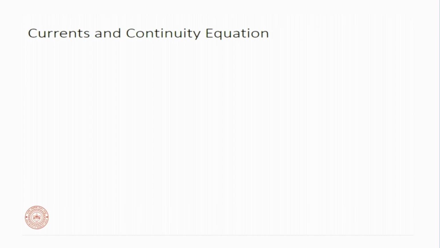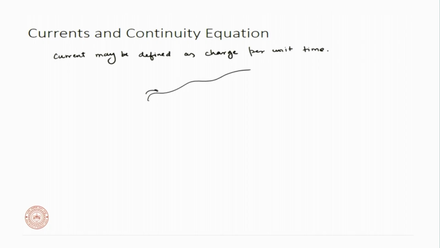Okay, now let us look at what is a current and what is a continuity equation. So, we have already considered in electrodynamics what a current is. A current may be defined as charge flowing through a conductor per unit time. Okay. So, if you have some conductor through which some charge density lambda, which is varied over the length, is flowing with a velocity v. Let us consider a segment which is passing through a point P, which is v dt.